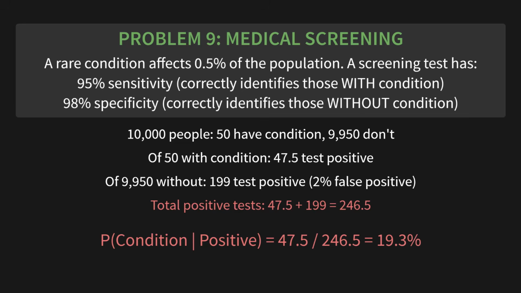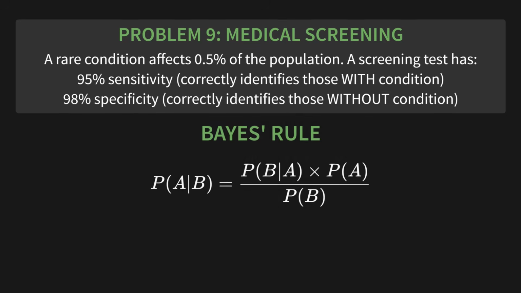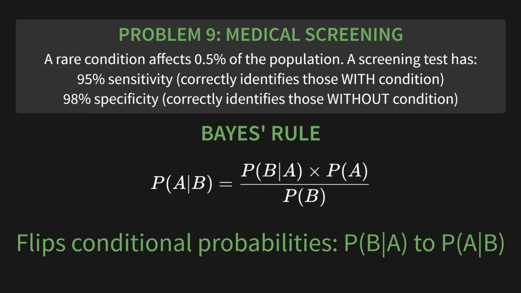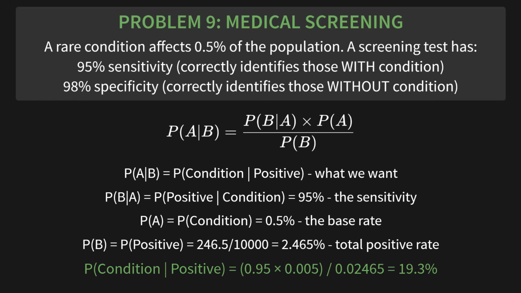How can a 95% accurate test give you only a 19% chance? It's because the condition is so rare that even a small false positive rate creates way more false alarms than true positives. This is Bayes' rule in action. It forces us to consider not just the test accuracy, but also how common or rare the condition is. When something's really rare, even great tests produce mostly false alarms.